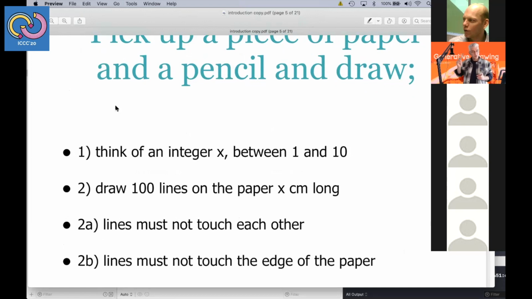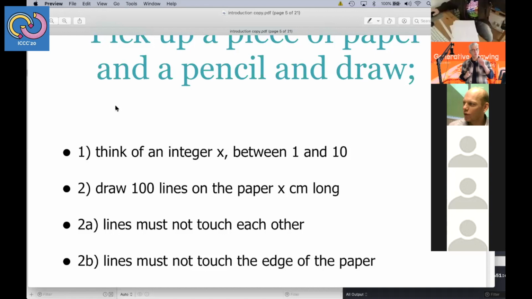But what I'd like you to do is take a piece of paper and a pencil, think of an integer x between 1 and 10, and then just together we're going to do this as a drawing exercise altogether, and hopefully hold stuff up to the camera and show. Draw 100 lines on the paper, X centimeters long. So if you have a ruler, do it with a ruler, and if not, draw any kind of line that you want at this X length, with two conditions. The lines must not touch each other, and the lines must not touch the edge of the paper.